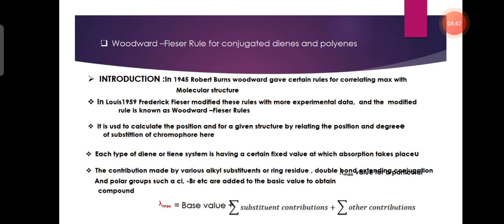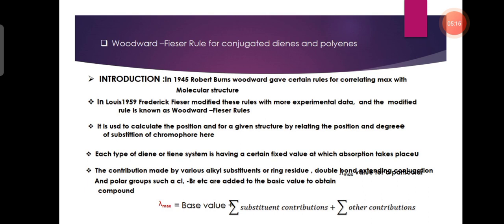Woodward-Fieser rule for conjugated dienes and polyenes. Introduction. In 1945, Robert Burns Woodward gave certain rules for correlating lambda max with molecular structure. In 1959, Louis Fieser modified this rule with more experimental data, and the modified rule is known as Woodward-Fieser rule. It is used to calculate the position of lambda max for a given structure by relating the position and degree of substitution of the chromophore.